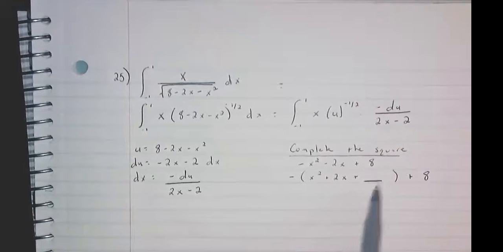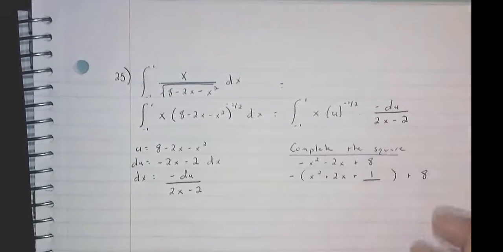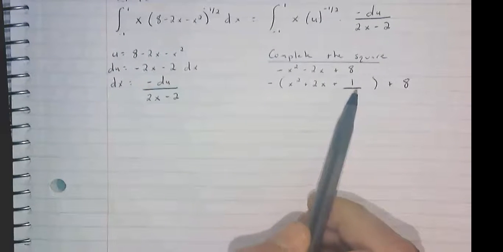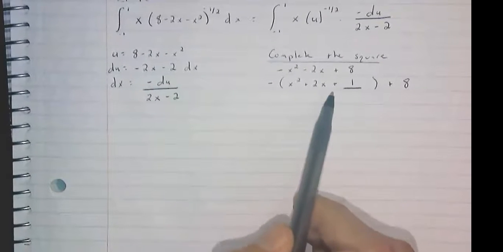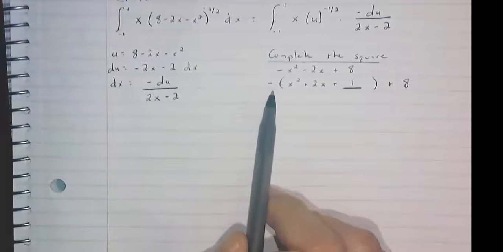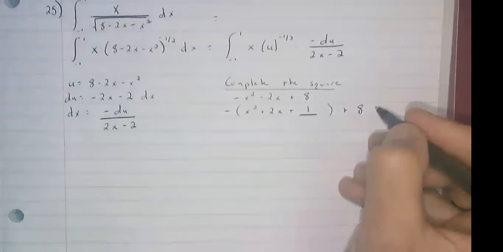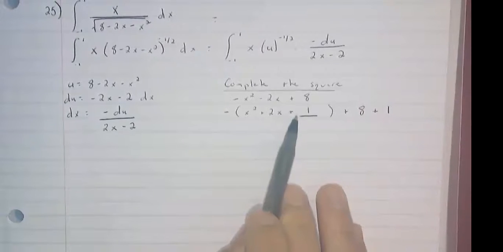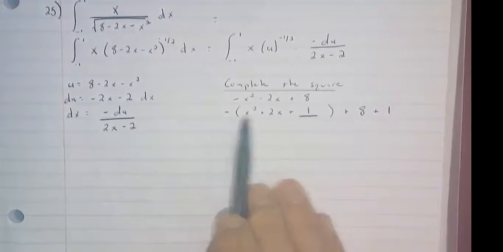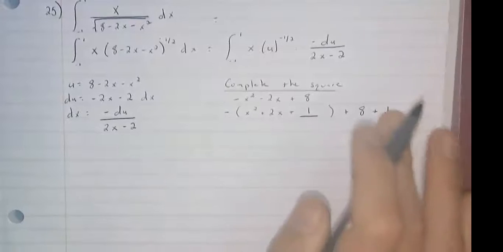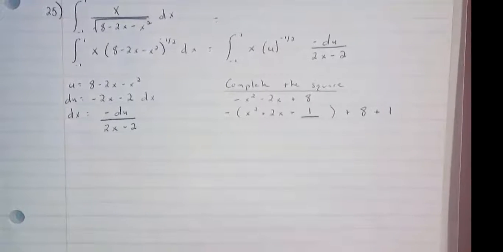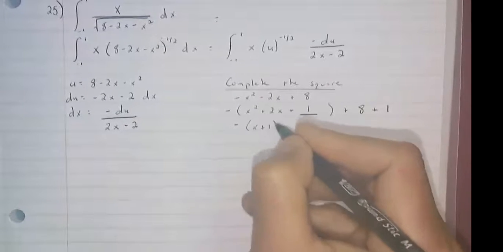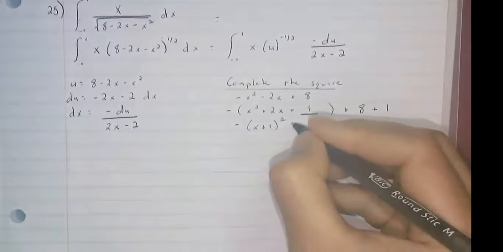The plus something I think is going to be a 1, and we've got to be careful here. Adding 1 is actually subtracting 1 because of this negative, so we need to add a 1 to offset that. So again, we added the 1, but it was actually subtracting a 1, and so that we're not throwing off the balance, we're going to add a 1. Cool. So we get the opposite of x plus 1 squared plus 9.